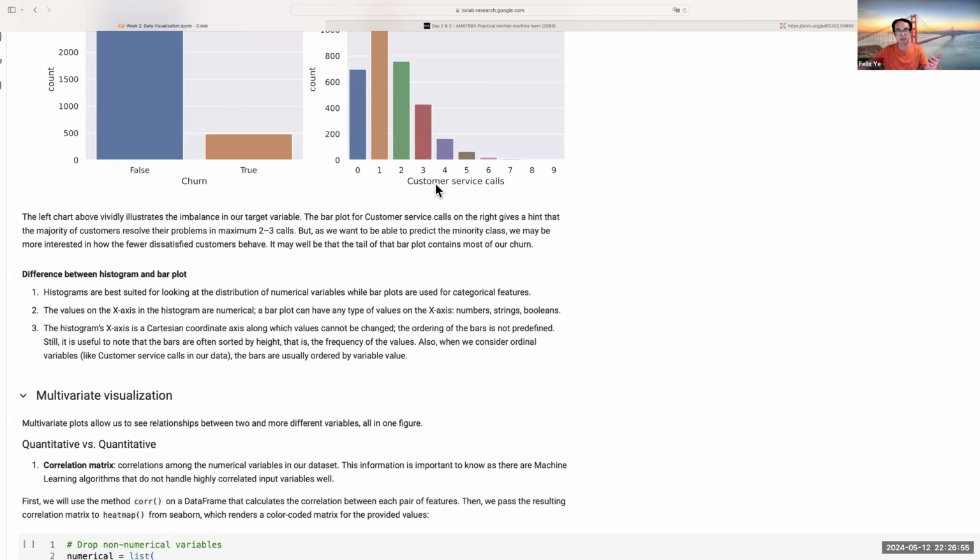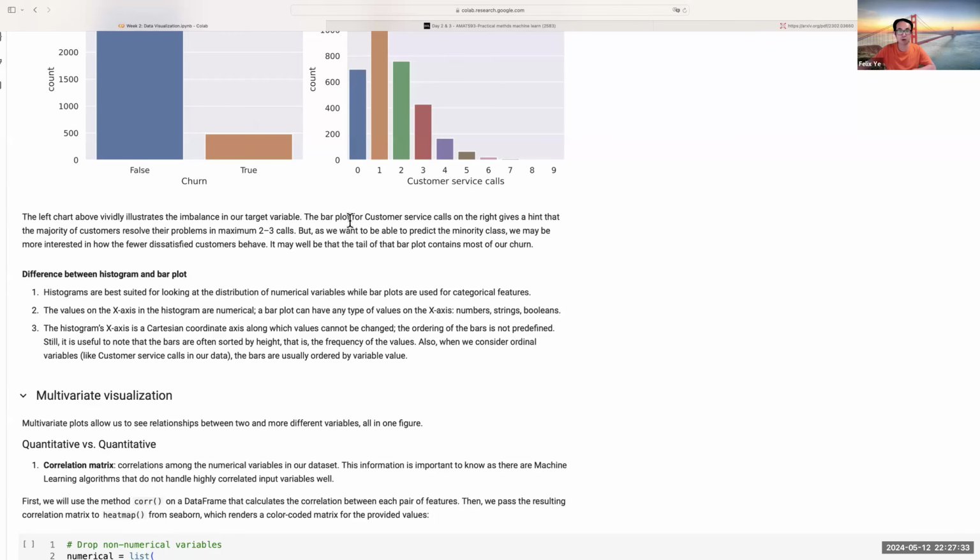So basically, these are numbers. These are just 0 and 1, which are true and false. They don't actually need to be numerical here. Also, a histogram is always on the Cartesian coordinate, which means you cannot change it. The order is predefined for those bars, and you cannot sort and change it by the frequencies. But with a bar plot, you can always order and shuffle the bars. In a lot of cases that is okay.